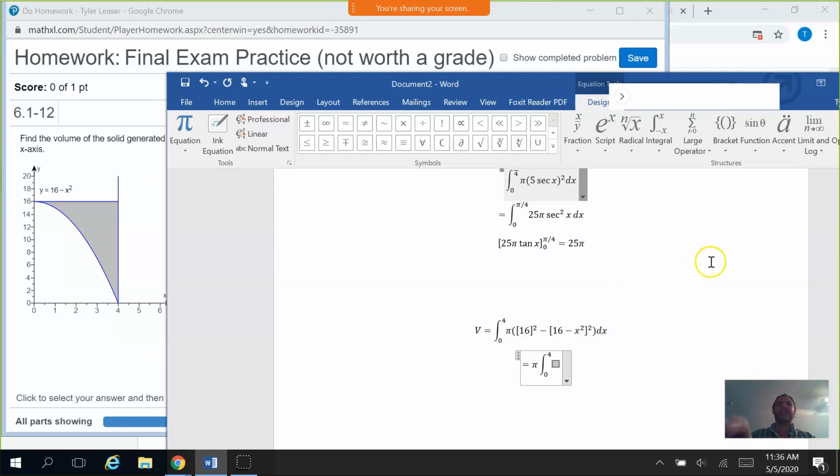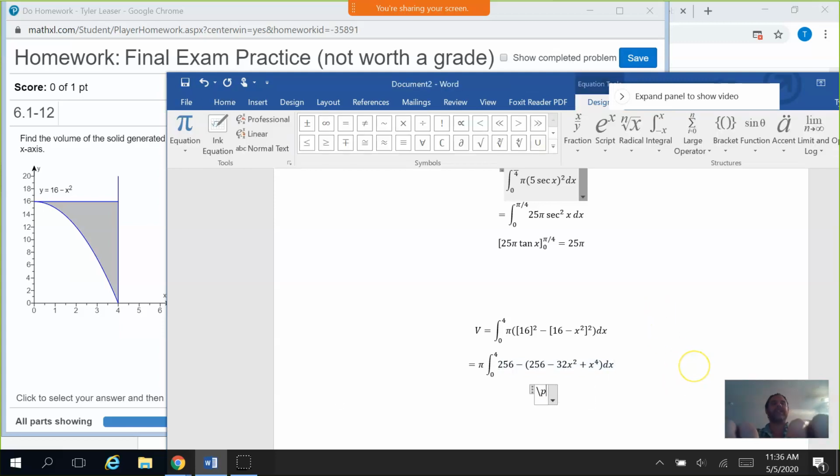16 squared is a number. I think it's 256. That was off memory. Minus, you'd have to FOIL this thing out. So it's going to be minus 256 minus 32x squared plus x to the 4th dx.